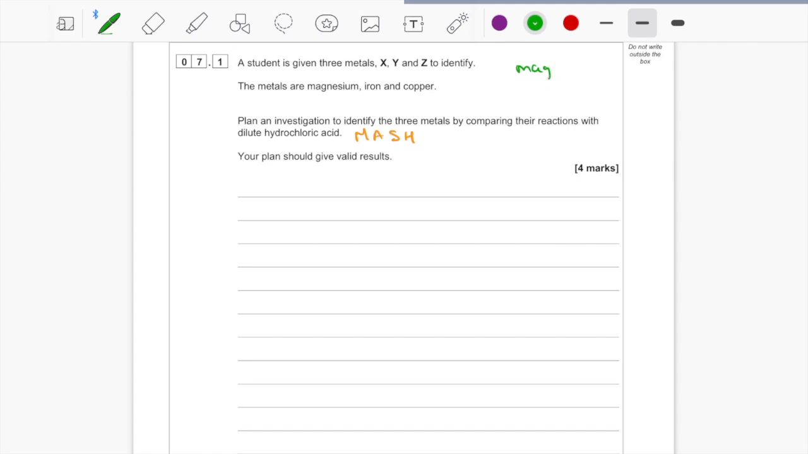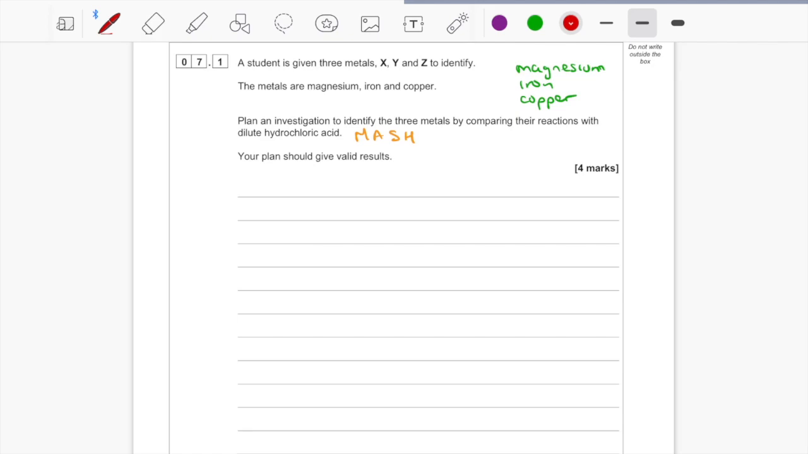So magnesium is the most reactive. Iron is next, and then copper. So that's a certain test of this to an extent. Anyway, we could compare the rate of bubbling, or we could compare the temperature change. The more reactive the metal, the bigger the temperature change. So I'm going to write my method based on temperature change, just because I think that's the slightly harder one, or the one that maybe isn't so obvious or clear to you.